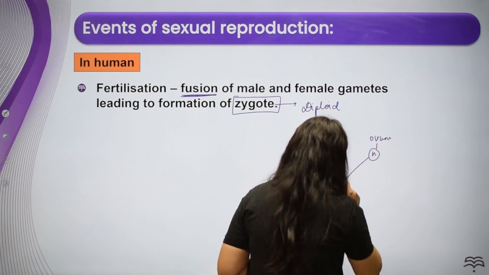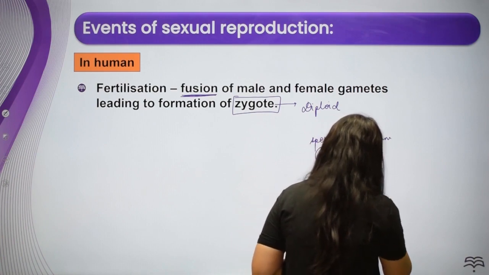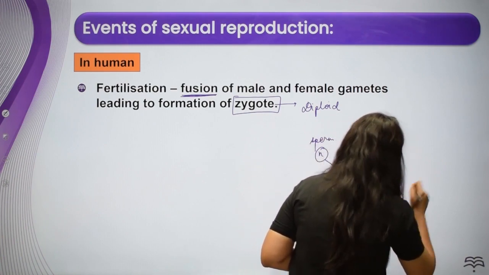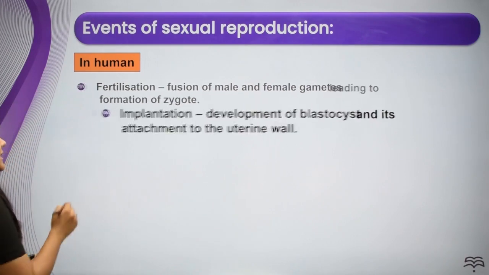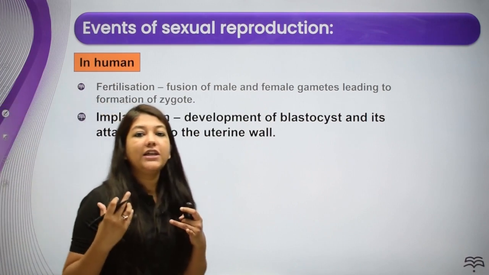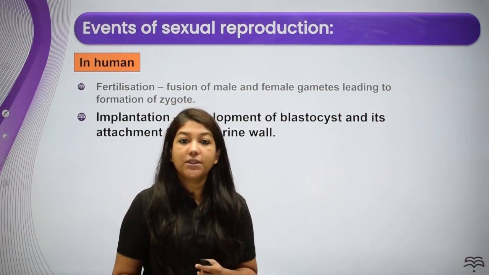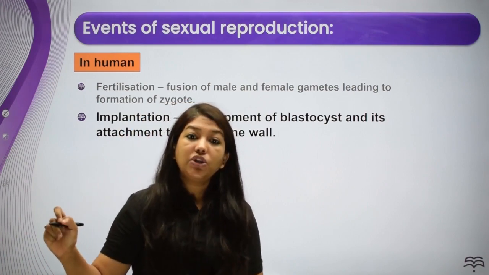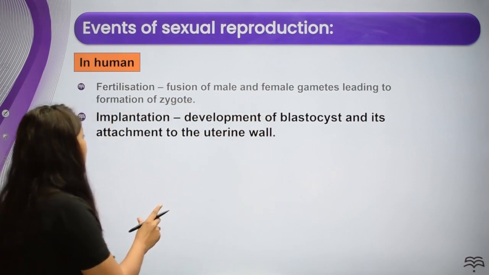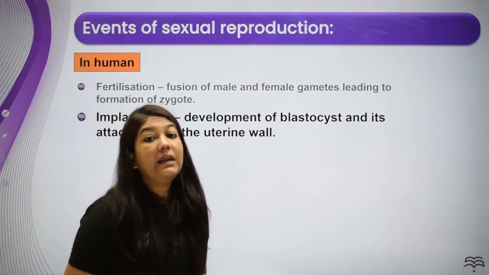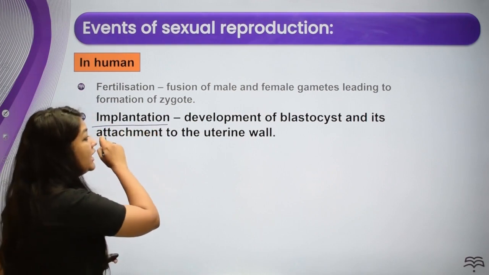They are going to fuse and form the structure called the zygote, and this zygote is diploid. Okay? Diploid. Next is implantation, right? Successful fertilization has happened. Okay, the zygote has formed, now cell divisions will start inside it. Then it will reach a stage called the blastocyst, and that blastocyst is going to attach, is going to embed in the uterine wall, and this process is called implantation.